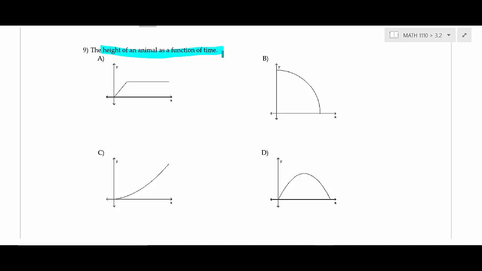How about this one, okay? What happens to the animal? They get taller forever, okay? How about this one? They're born tall, and they shrink for the rest of their life. How about that one? Is that more logical? Yeah, you grow and then you level off.